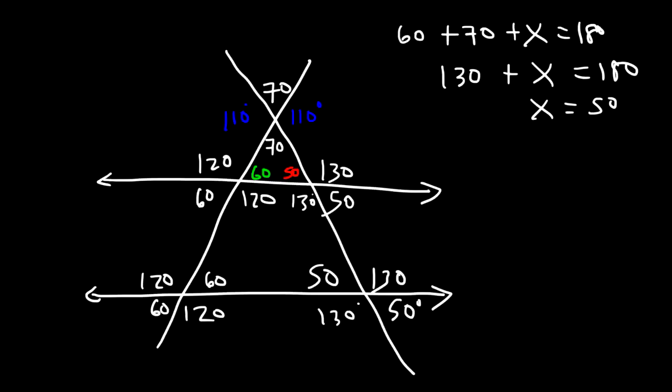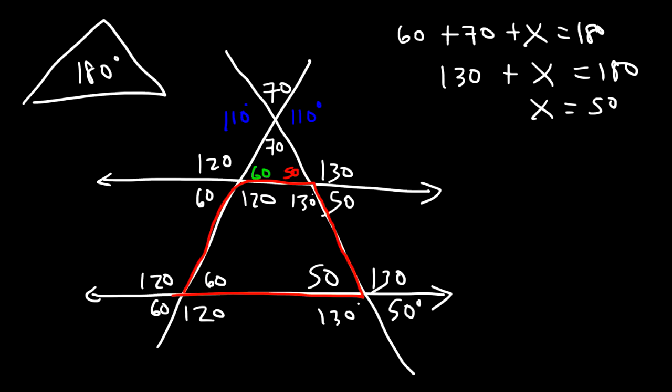Now notice that we have a quadrilateral in the middle. A quadrilateral is a four-sided figure. A three-sided figure, like a triangle, has an interior angle. All the interior angles of a triangle add up to 180. So any three-sided figure will always have the sum of their angles, which is 180.